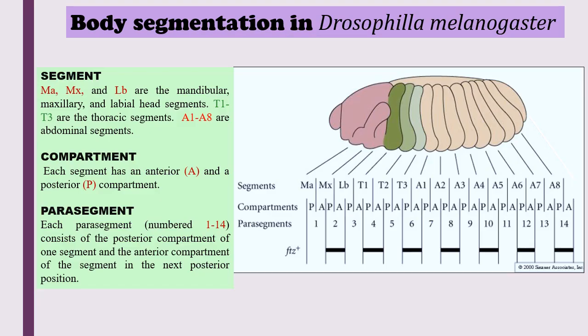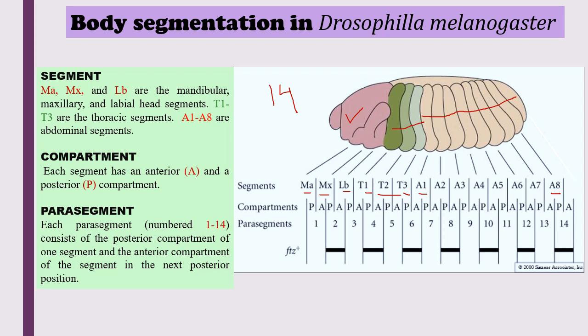Now let's take a look at the body segmentation in Drosophila. So this is the overall segmentation pattern. The head of the Drosophila is divided into three segments, that is mandibular, maxillary and labial. The thorax has been divided into three segments, that are T1, T2 and T3 segments. The abdomen has been divided into 8 segments, that is from A1 to A8. In this way the whole Drosophila body is divided into a total of 14 segments.